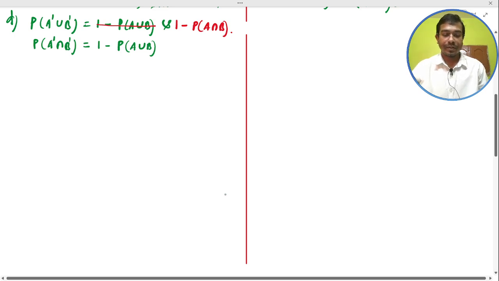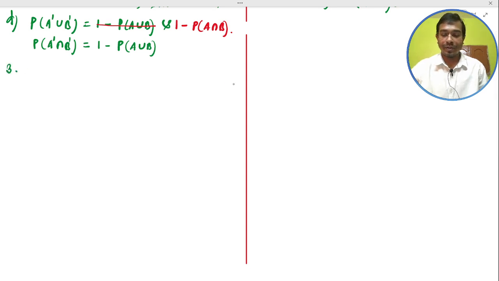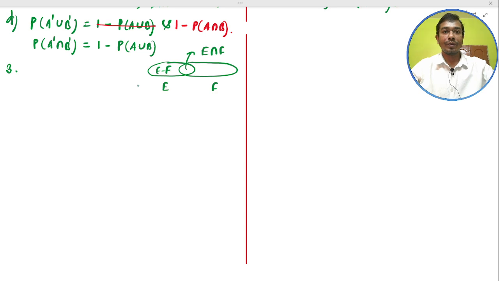Next, number 3. Suppose this is event E and that is event F, and this is E intersection F, and here this is E minus F. So P of E minus F becomes P of E minus P of E intersection F.